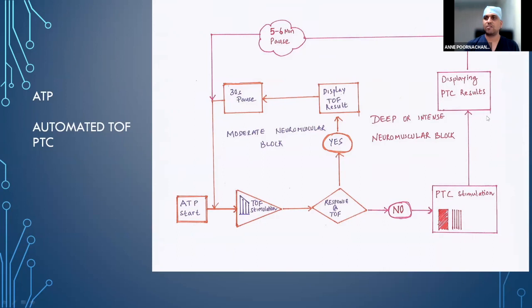For deeper levels of block, the PTC count has to be maintained between 1 and 3. Once a PTC stimulus has been delivered, the machine goes into a 5 to 6 minute pause and again enters the cycle. So after tetanic stimuli, there should be a 6-minute gap before we stimulate again. And for TOF, it has to be a 10 to 12 second gap before we repeat the next stimulus.